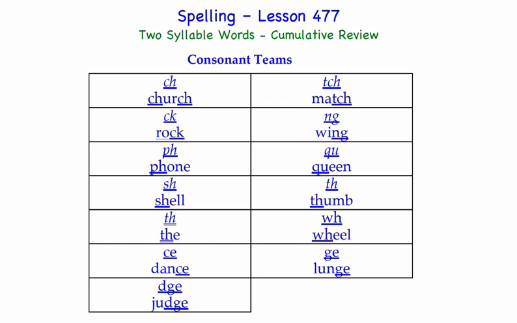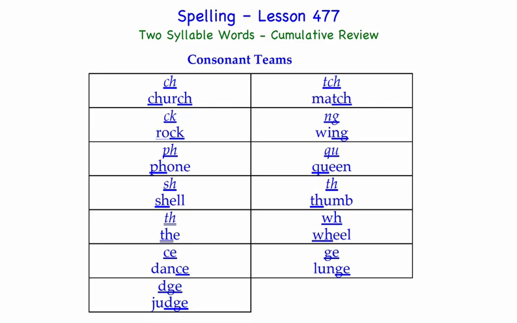This is lesson 477. I'm going to dictate words to you that will review all of the elements we've learned thus far in the We All Can Read program. Before we begin dictation, let me just review the sounds that the consonant teams represent.